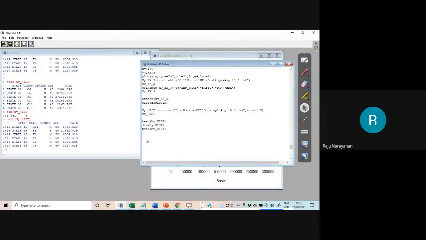Thank you very much. Suppose you want to know only the first 10 rows. What is to be done? Name of the file, square bracket, 1 to 10, comma. Comma means all the columns. If you want all the columns, you just put a comma, that's all. You will get the first 10 rows.